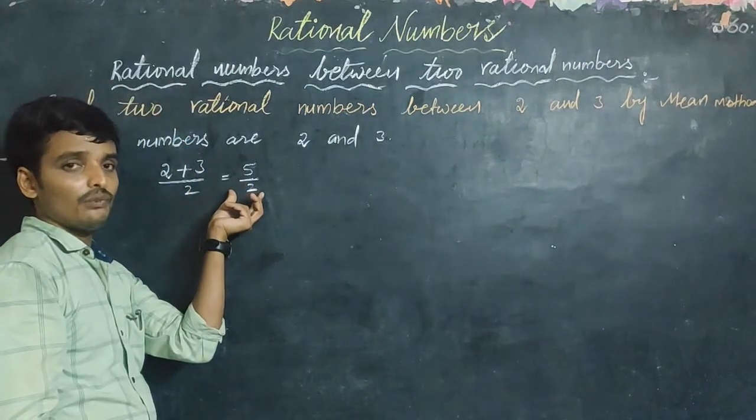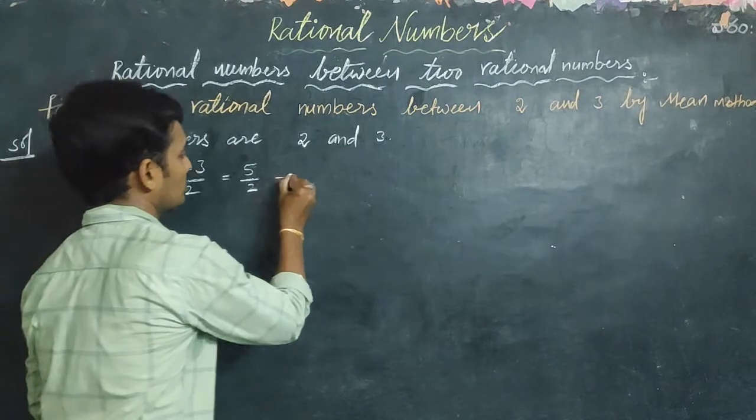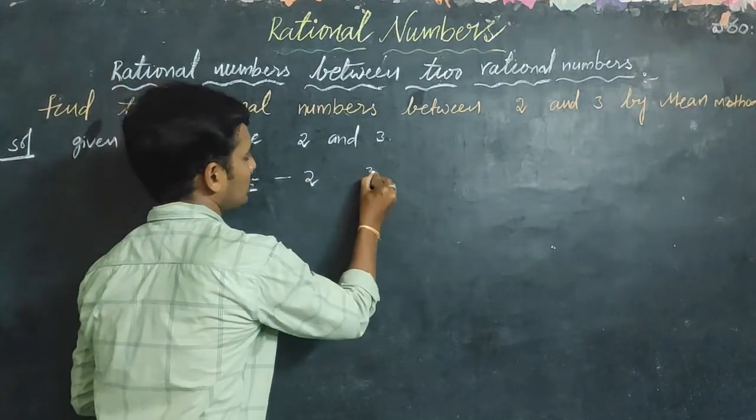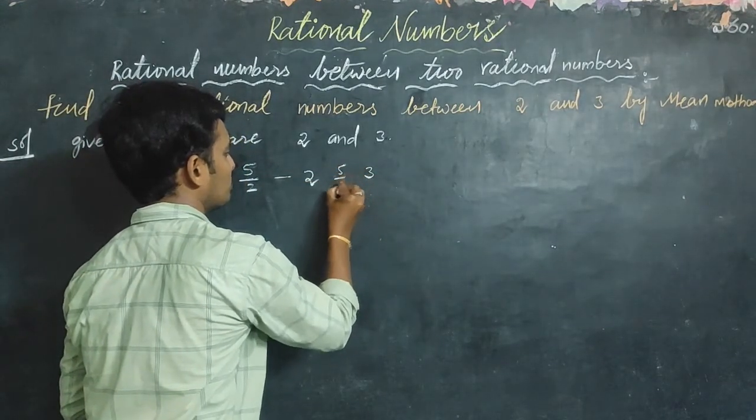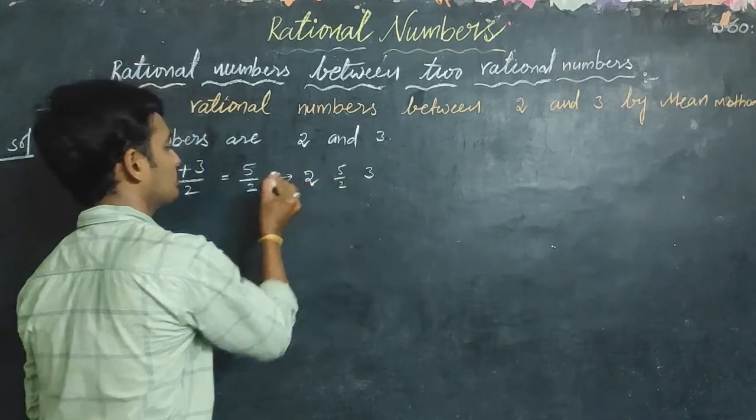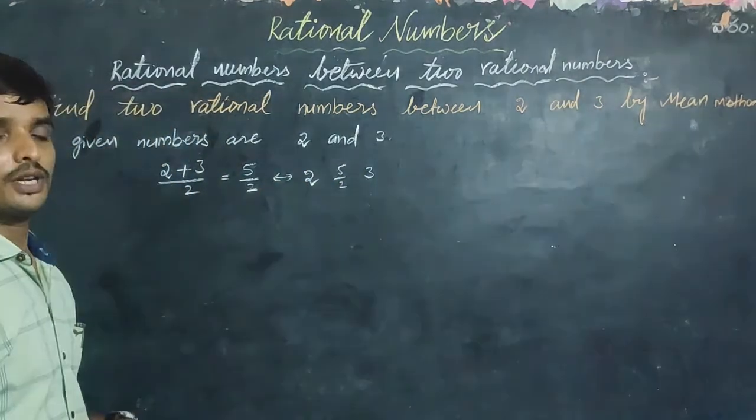What is the rational number? 5 by 2. That means we have computed, between 2 and 3, the rational number 5 by 2. Between 2 and 3 there is a rational number, that is 5 by 2.